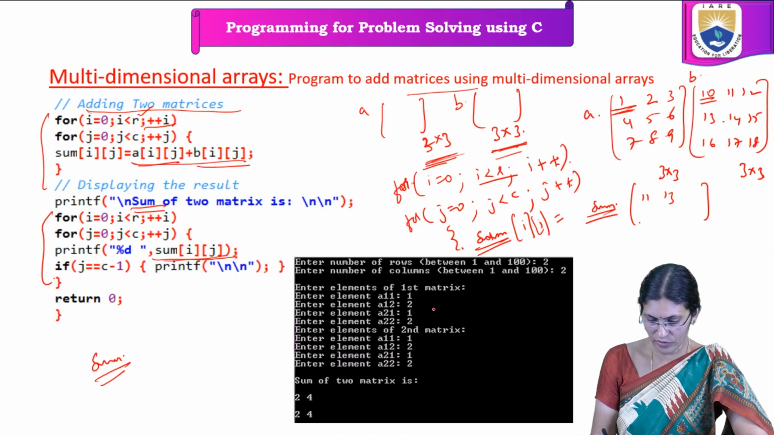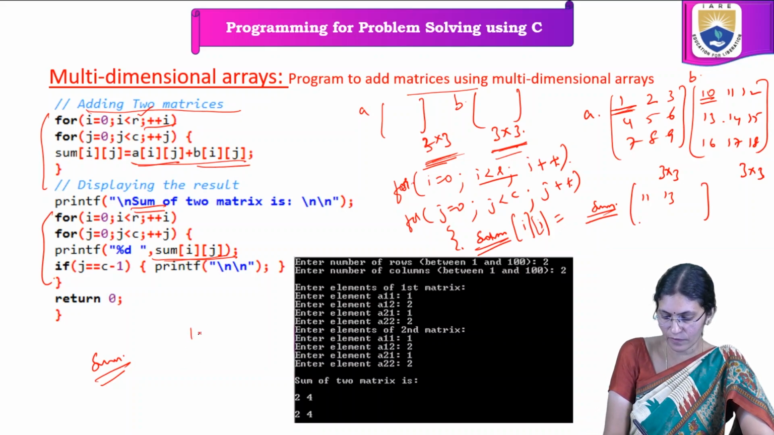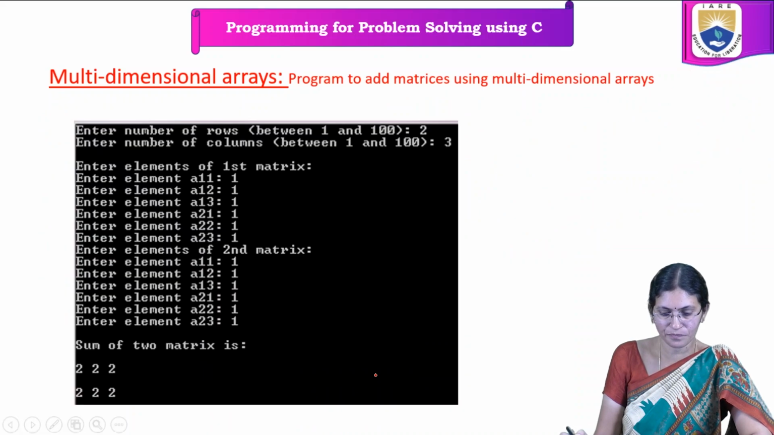So this is the test case you can see. Here we have entered two rows and two columns. In the first matrix we have 1, 2, 1, 2. And in the second matrix also we have entered 1, 2, 1, 2. So the sum of the two matrices will be 1 plus 1, 2, 4, 2, 4. So this is the output.